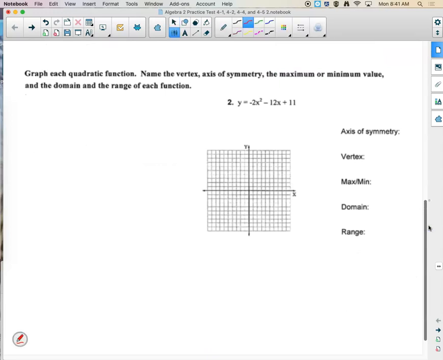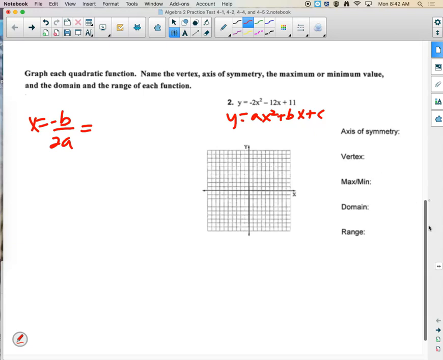But this one is in standard form. Graph each quadratic function, name the vertex and the axis of symmetry, the maximum or minimum value, and the domain and range of each function. What did we start with for the first one? The vertex. Yeah. Well, we might as well start there too, but we have to remember our little formula. So what's the formula to find the x-coordinate of the vertex? Good. Negative b over 2a.